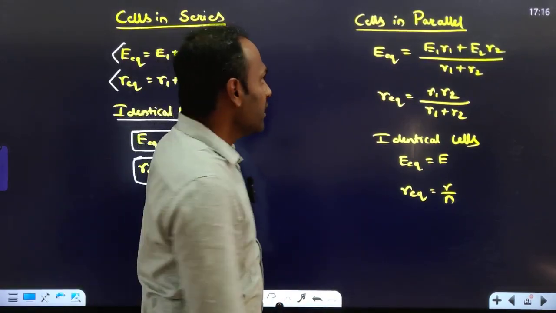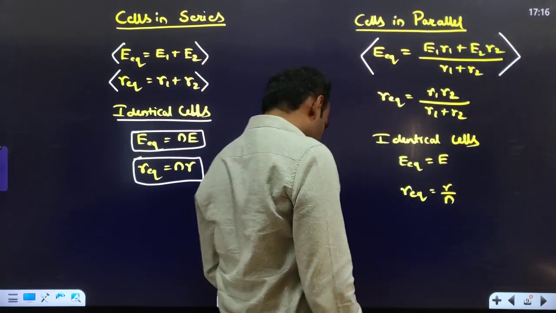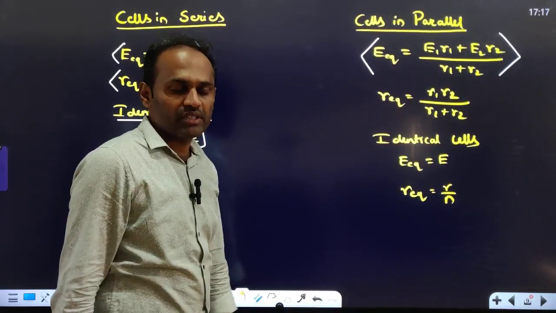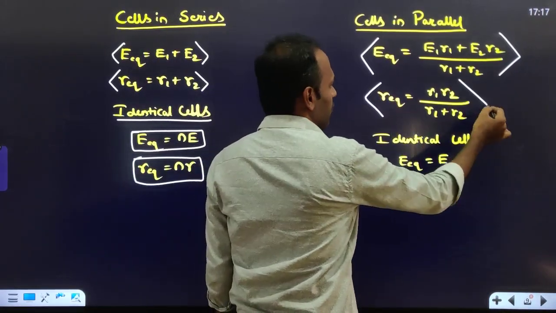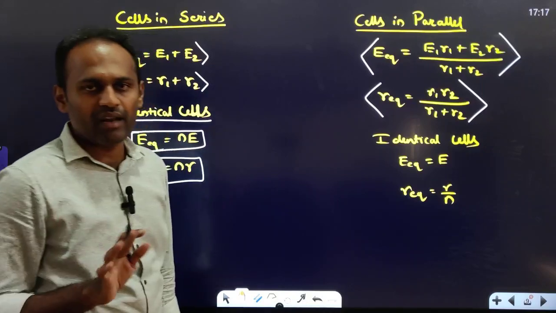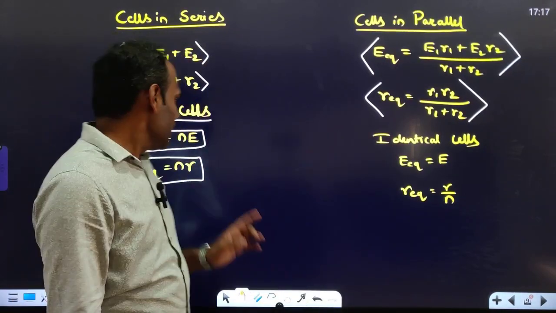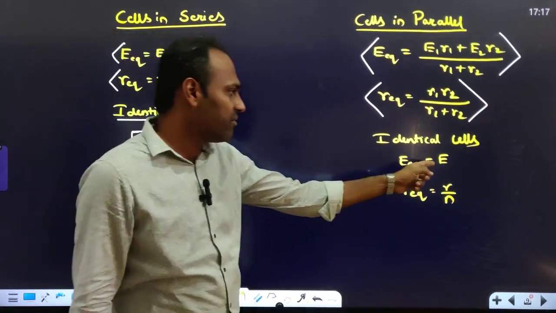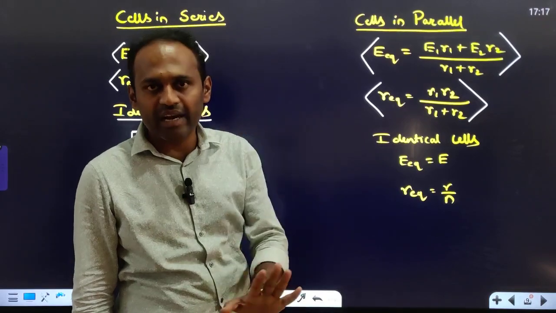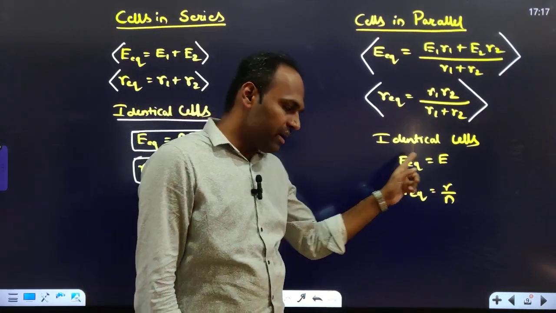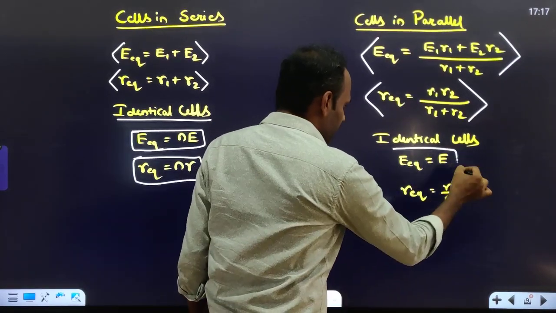Cells in parallel. Okay, if two cells are connected in parallel, equivalent EMF will be equal to E1 R2 plus E2 R1 divided by R1 plus R2. Equivalent internal resistance will be equal to R1 into R2 divided by R1 plus R2. Parallel, the formula, right? Parallel effective resistance formula. If identical cells are in parallel, remember this correctly. Here it is not E divided by N, it is E only. Whatever number of cells may be in parallel, if the cells are identical, effective equivalent EMF in that parallel combination is always E. So you remember this clearly, right?